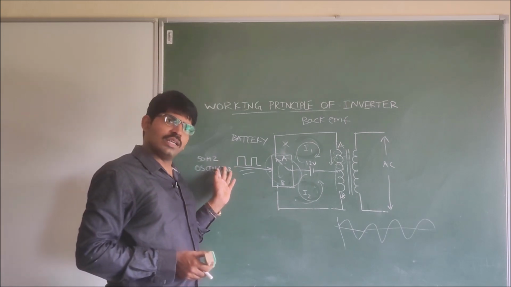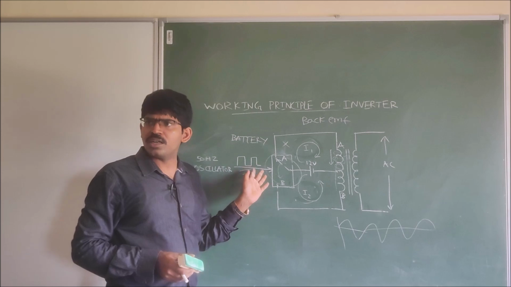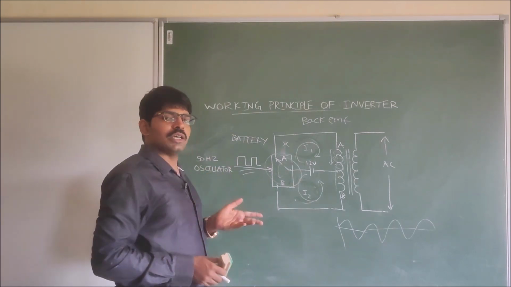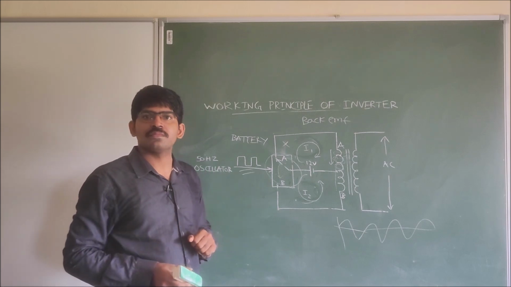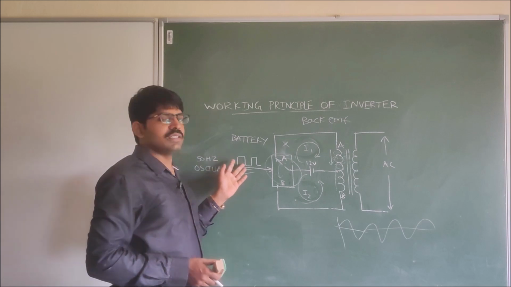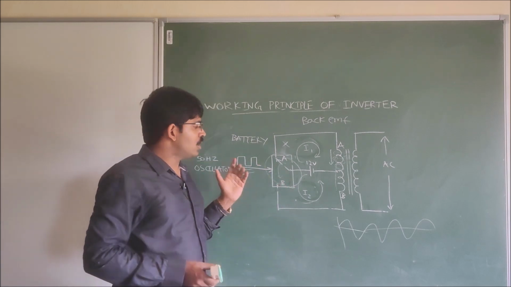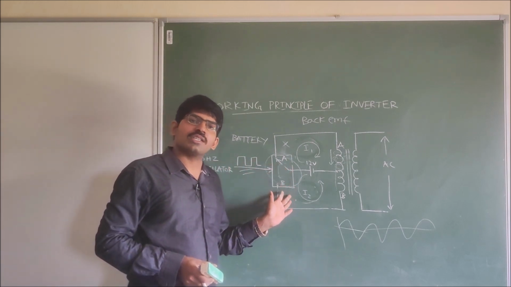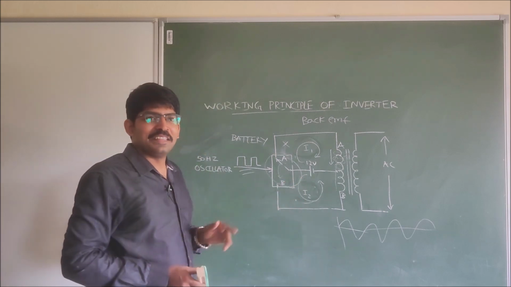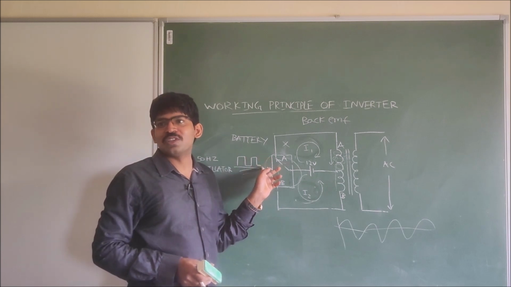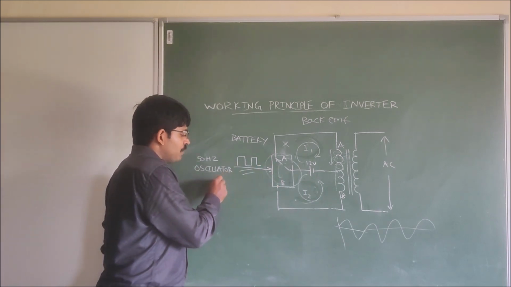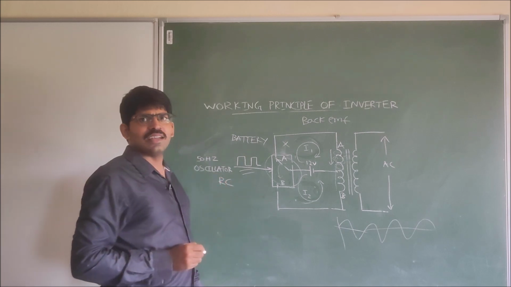We can use an oscillator which is generating a square wave. Either we can use an astable multivibrator or Schmitt trigger, whichever is generating the square wave, we can use for this switching action. If this is in America, then we have to use a 60 Hz oscillator, and this oscillator should be an RC oscillator.